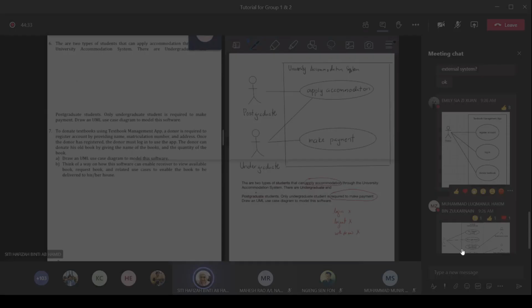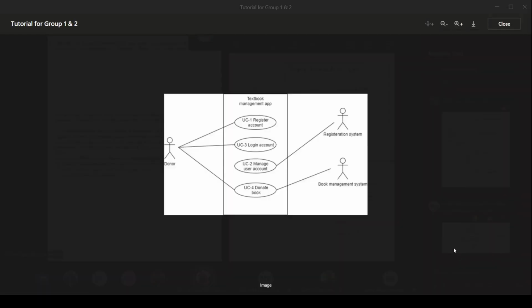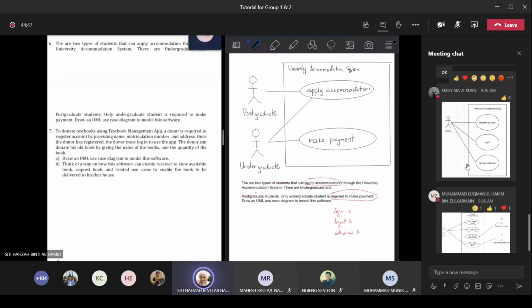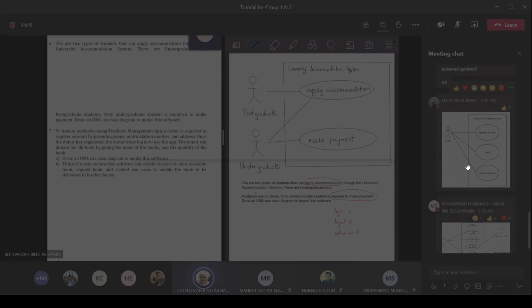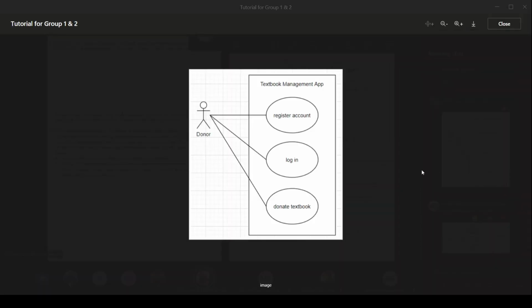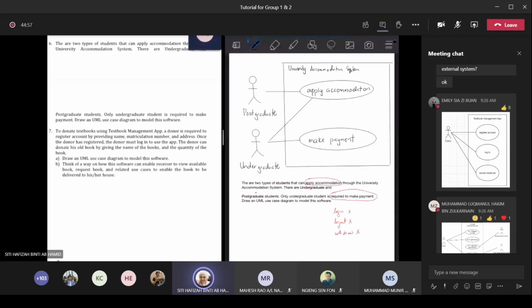An external system is something that has nothing to do with the textbook management app. It's just like you are using an API. You need their API in order to run the textbook management app. But registration system and book management system are part of the textbook management app. So you cannot have them; they will be modules inside this app.